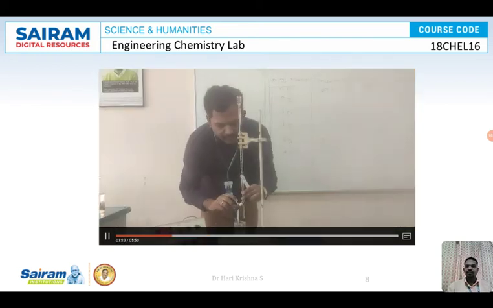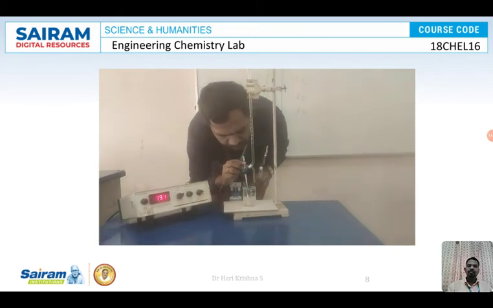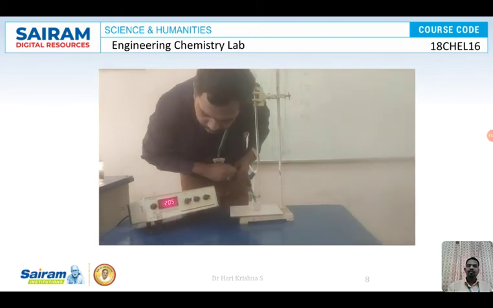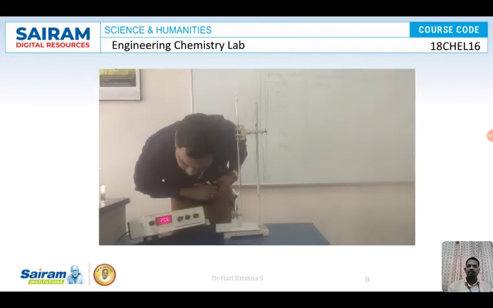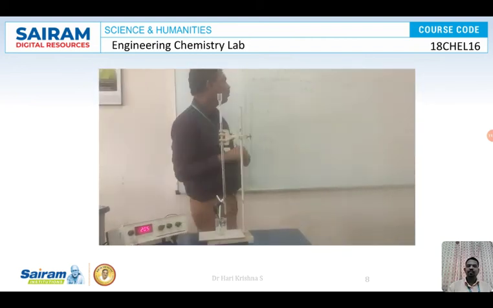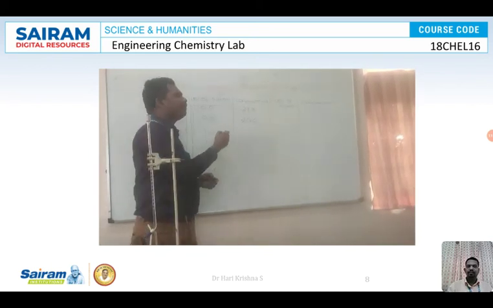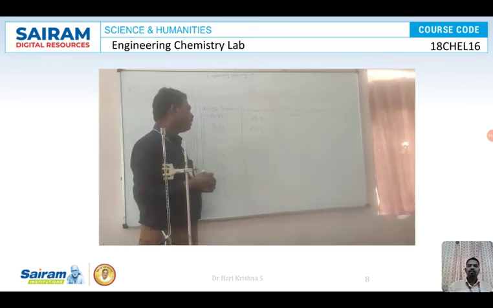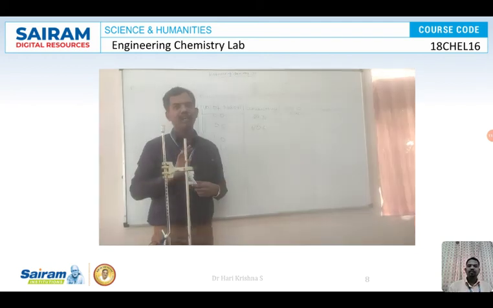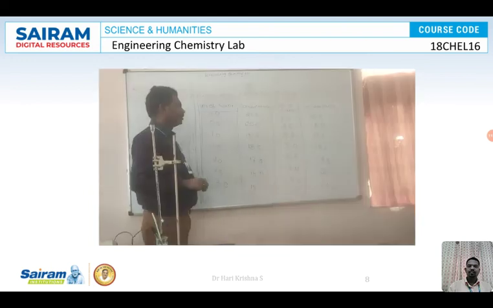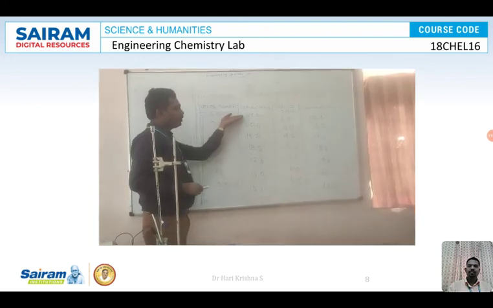Similarly, we continue adding 0.5 ml at a time until the conductance increases rapidly. So we are done. We have added NaOH in increments of 0.5 ml.